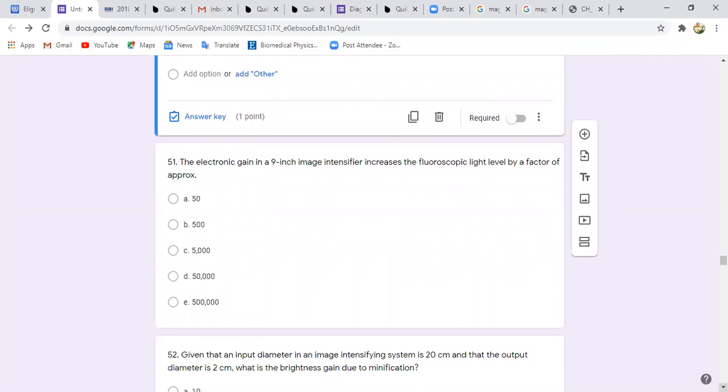Question 51: the electronic gain of a 9-inch image intensifier increases the fluoroscopy light level by a factor of what?